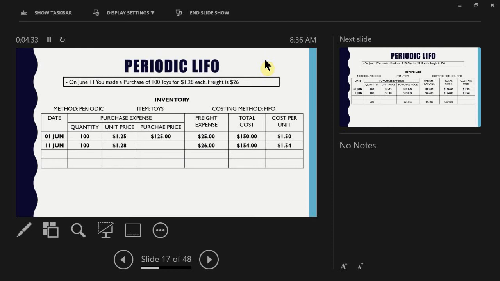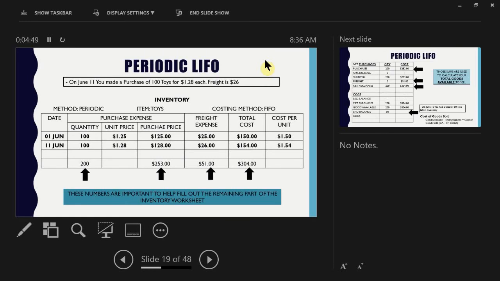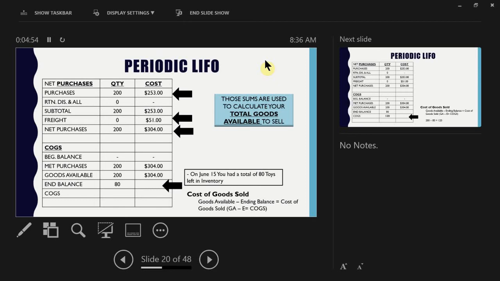Now we reach the end of our accounting period. So now we need to tally up our totals. We purchased a total of 200 units at $253 with a freight of $51, giving us a grand total cost of $304. Once again, these four numbers are important because we're going to plug them into our inventory worksheet to solve for our net purchases.